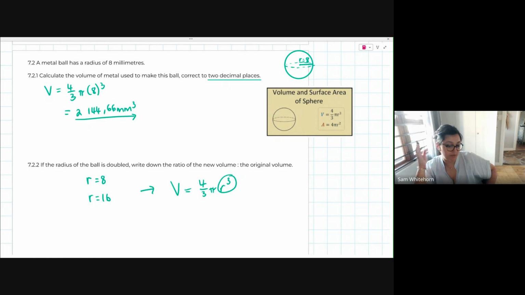Anyone? I know I picked on Abu, but can anyone explain why it would be 8 times larger?